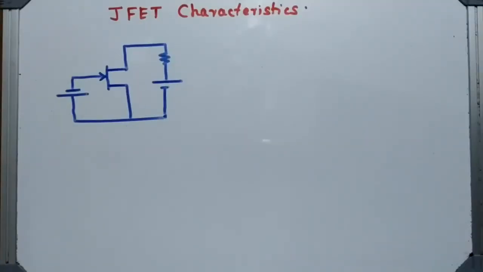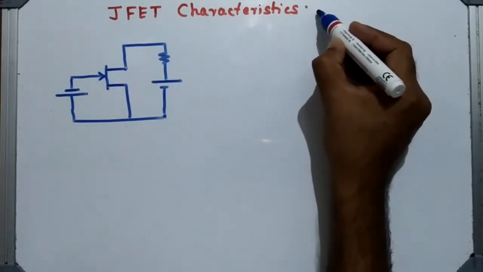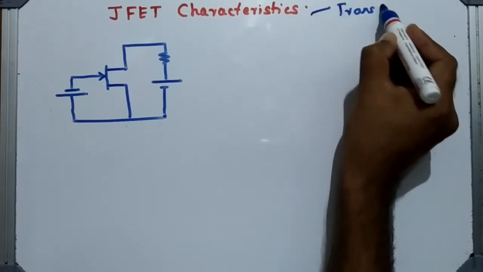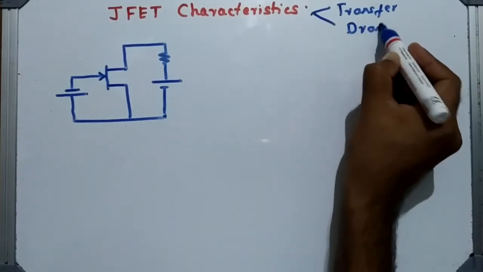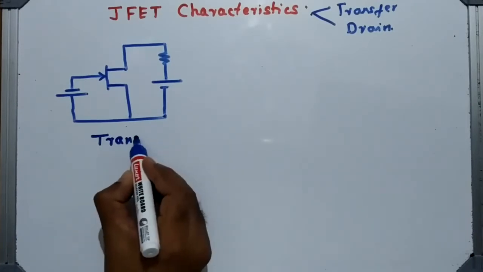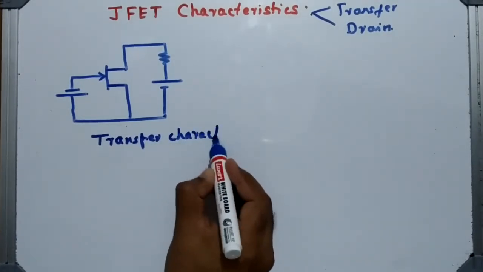Next, we discuss the JFET characteristics. There are two JFET characteristics. One is called transfer characteristics, and the second one is drain characteristics. Now, what is a transfer characteristics? See, as the name indicates, transfer.